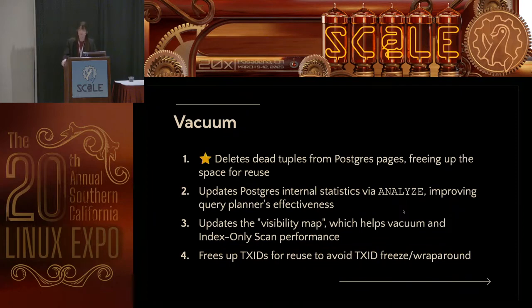Vacuum has a number of pretty important jobs, and the one that's most critical to table bloat is the first thing on this list. It deletes dead tuples from existing Postgres pages, which frees up that space for reuse. But beyond that, it does a couple other things.